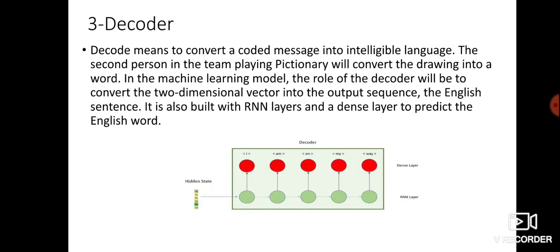recurrent neural networks. Decoder. Decoder means to convert a coded message into intelligible language. The second person in the team playing Pictionary will convert the drawing into a word. In the machine learning model, the role of the decoder will be to convert the two-dimensional vector into the output sequence, the English sentence. It is also built with RNN layers and a dense layer to predict the English word.